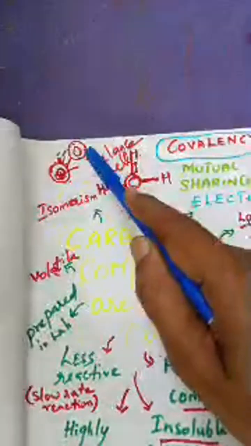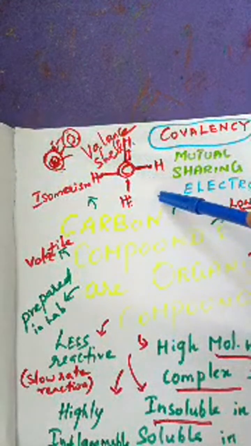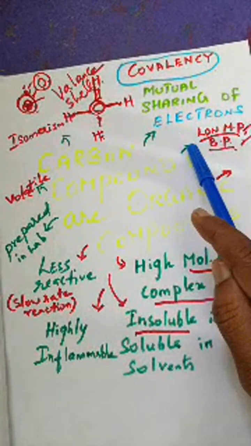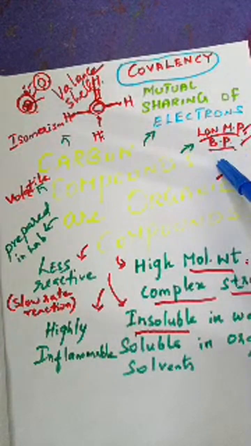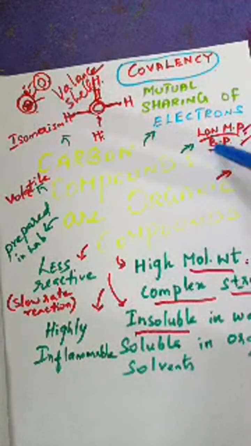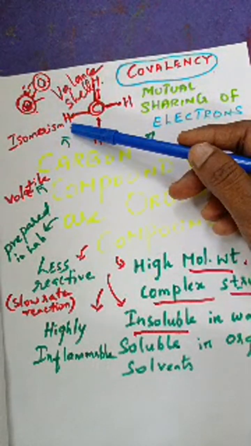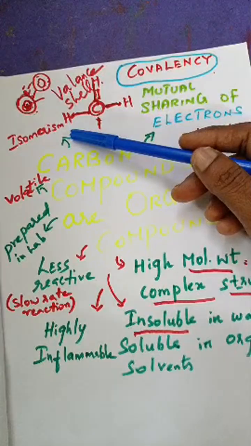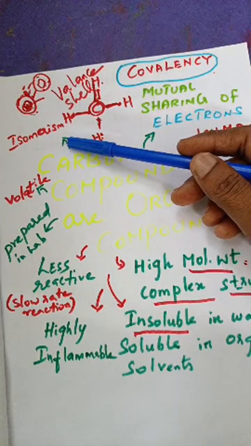Next, we have already studied the valence shell electrons and how they form bonds with other atoms. That mutual sharing of electrons is known as covalency. Carbon compounds have low melting and boiling points, as discussed earlier, so the melting point and boiling point are reached very quickly. They also exhibit isomerism: they have a similar structure but may have different functions. You will learn isomerism in detail in your higher classes.